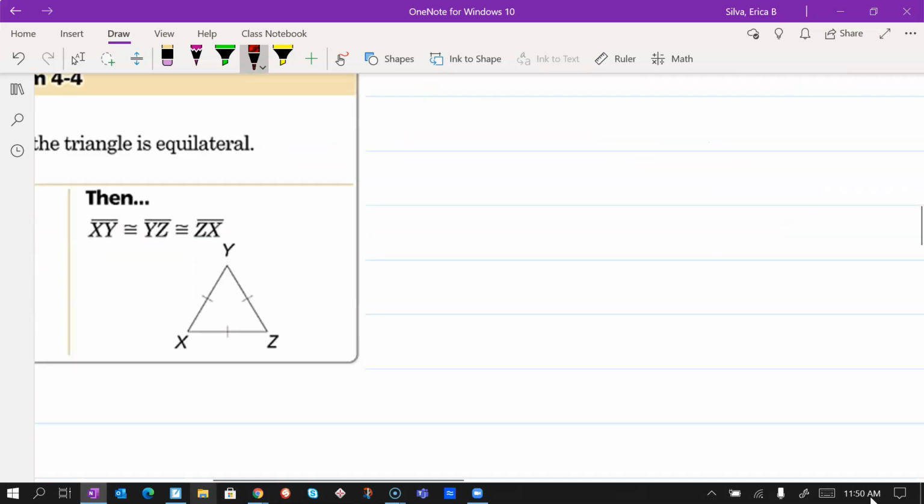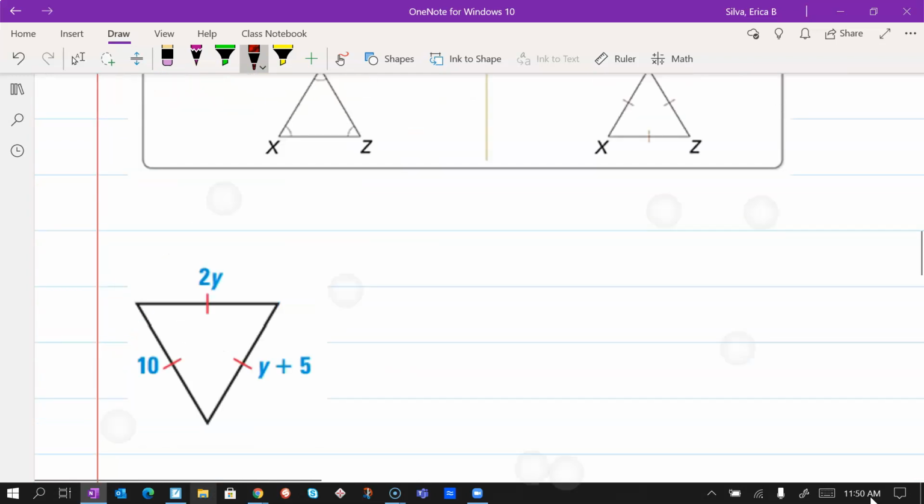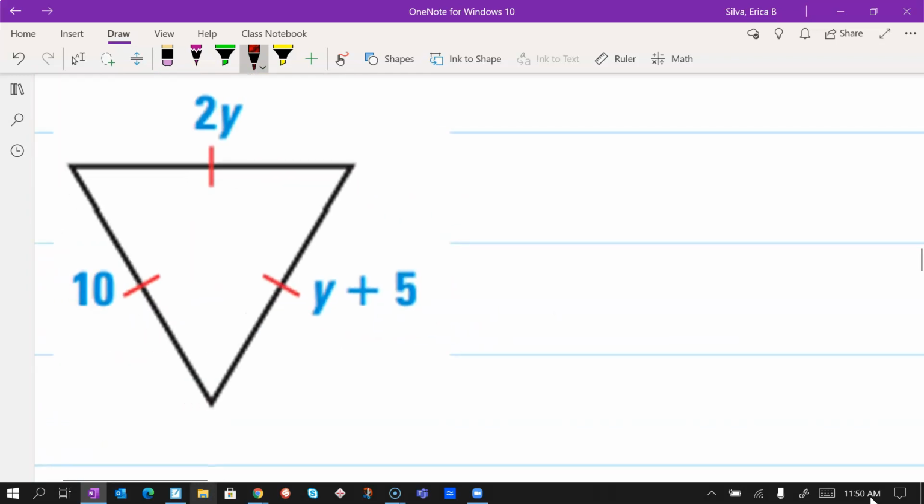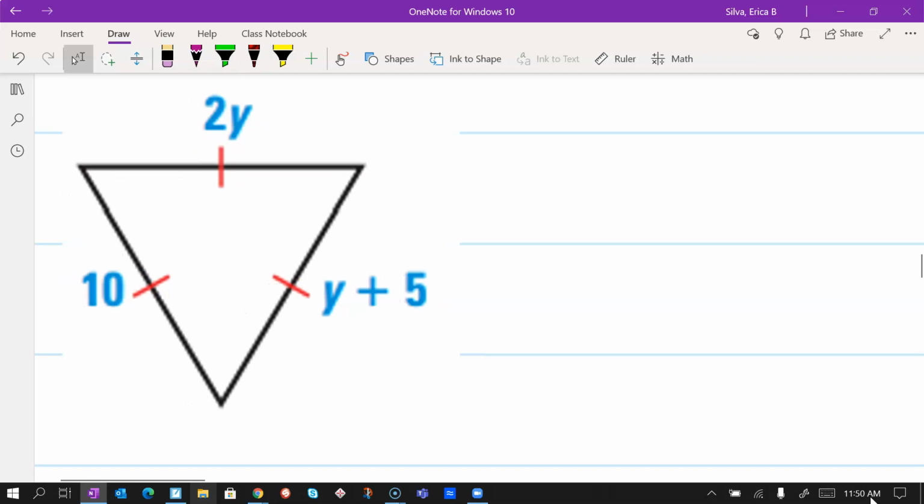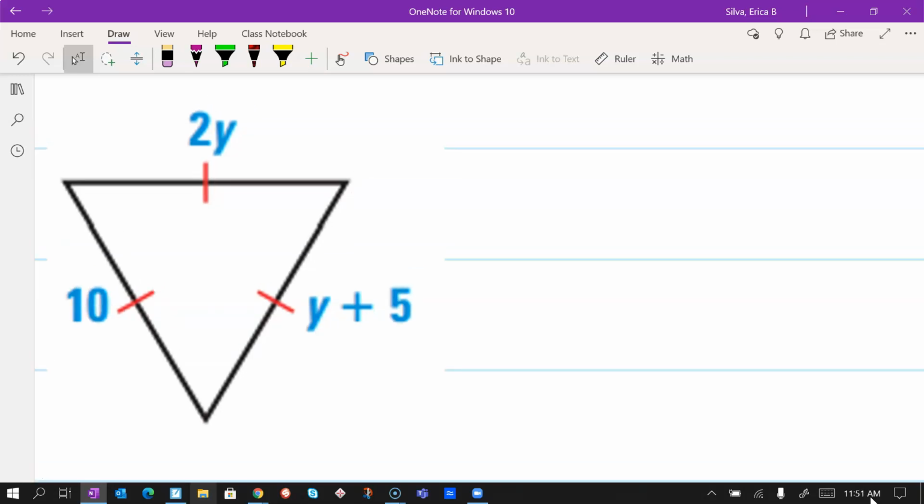All right, here we go. Let's go ahead and draw this first triangle. Now this triangle, there's plenty of ways to solve it. And here we're going to solve for y. What kind of triangle do we have? It's equilateral. How do we know it's equilateral? Good. We have these little tick marks that tell us that they're the same.